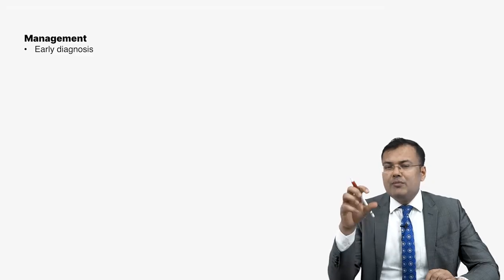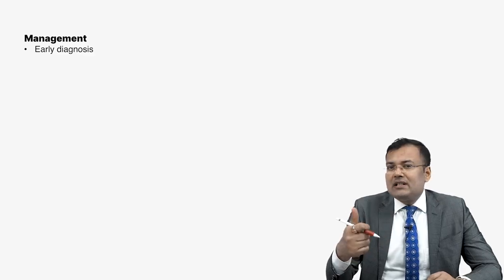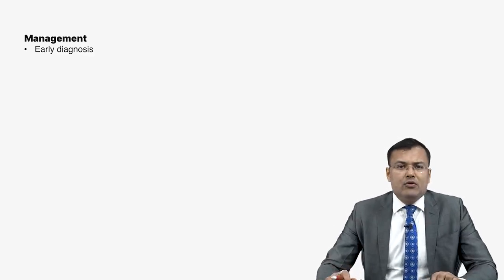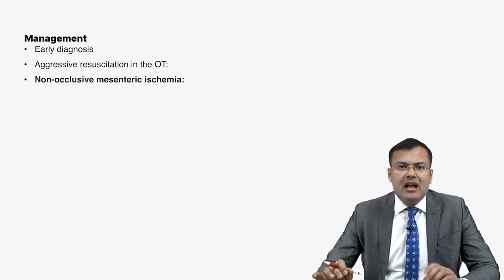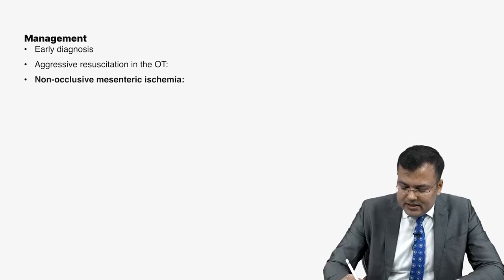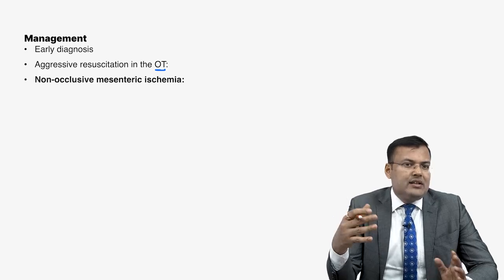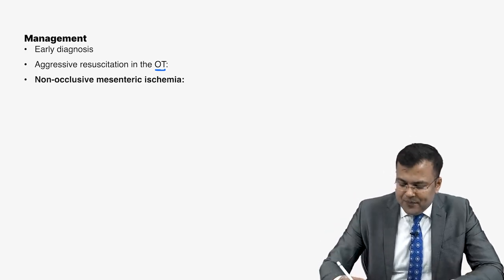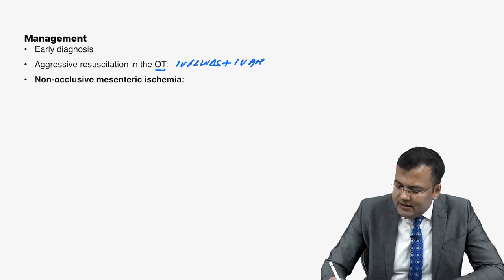In this case, the most important thing is early diagnosis, because delay in diagnosis can cause gangrene of the bowel. After that, we go for aggressive resuscitation. And let me tell you, this resuscitation is done in the OT. We take the patient directly to the OT and start resuscitation there itself. Obviously, we give IV fluids and IV antibiotics.